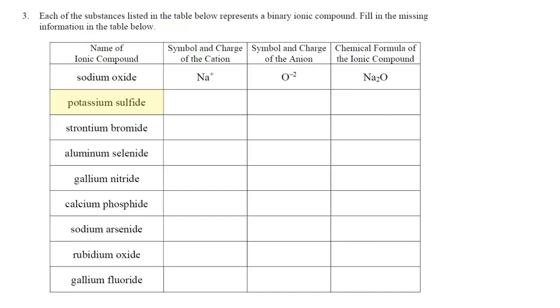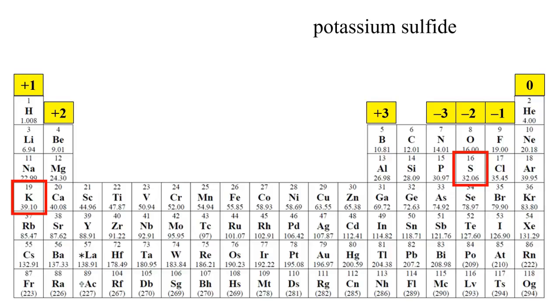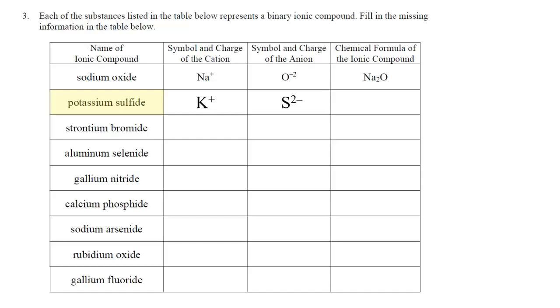So what I'm going to do is look for potassium and sulfur on the periodic table, and then we can indicate the charges on both the cation and the anion. So there is potassium in group 1. So its charge is +1. And then there is sulfur, which forms the ion known as the sulfide ion, and its charge is -2. So I'll fill that information in the table. So we have K+, and then we have S2-.